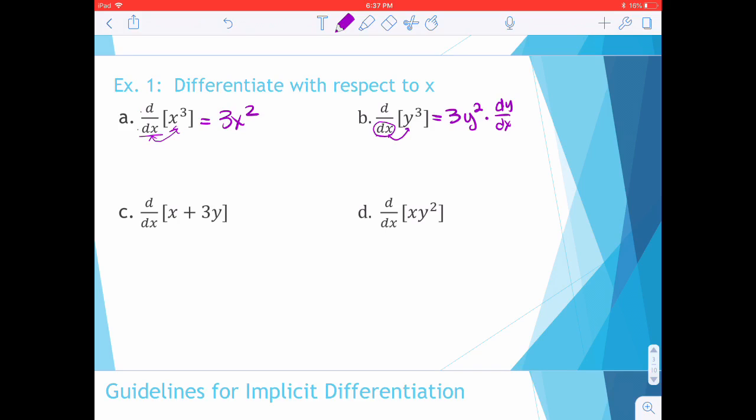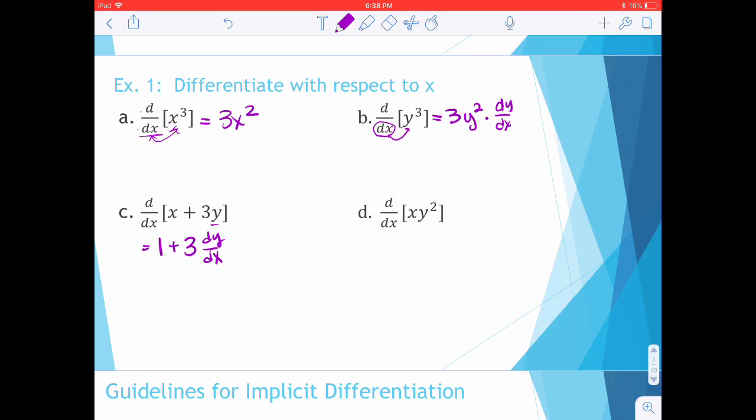Okay, so let's try part C. We want to differentiate with respect to x, but we have this y here. So it's kind of business as usual. If we're differentiating x, we get 1 plus 3y, so we would get 3, but we would have to multiply by that dy dx to tell us that we differentiated y in terms of x there.